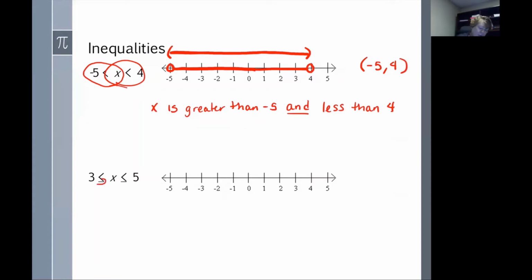Well, since we have equality, we would draw at 3 a solid dot, and at 5 a solid dot, and then all the numbers in between. So using our bracket notation, we would use brackets. Brackets again tell you that you have equality. The number is included in the solution to the inequality. So how would we write that? We would write that as 3, comma 5 with brackets around it, because we have equality on the 3 and the 5. So both of those numbers are included in this interval.